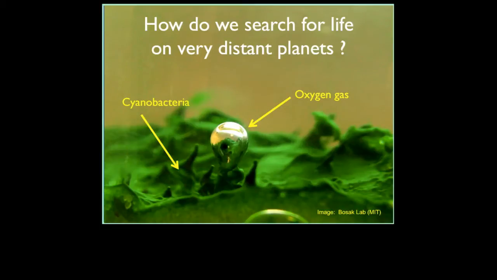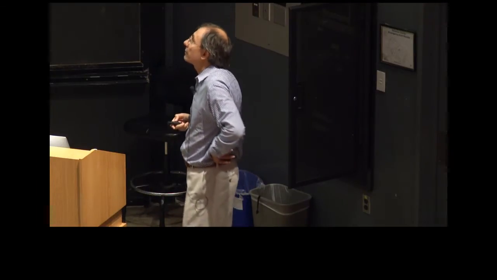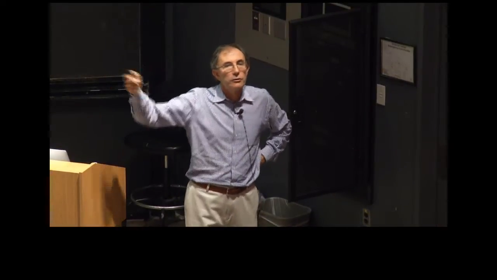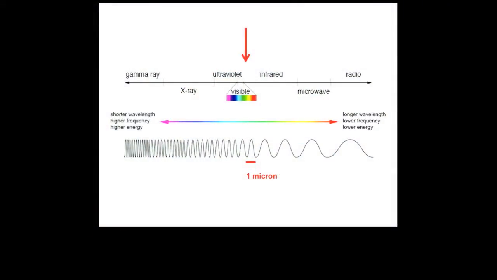You have to have a living system to sustain a large amount of oxygen gas. So how would you see the oxygen gas on such a distant planet with a telescope? Well, again, you have to go to the spectrum of light and ask, what can I use from the light that comes from those planets that can tell me about this existence?